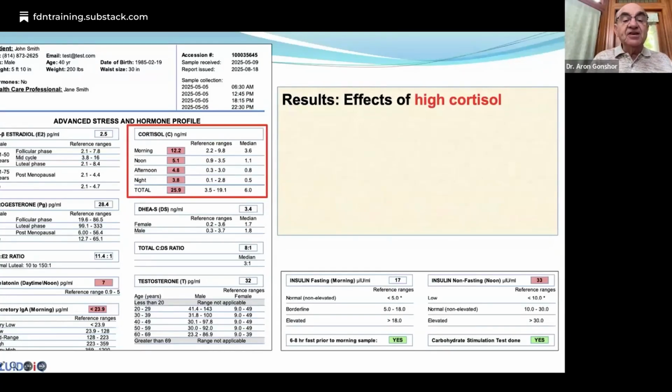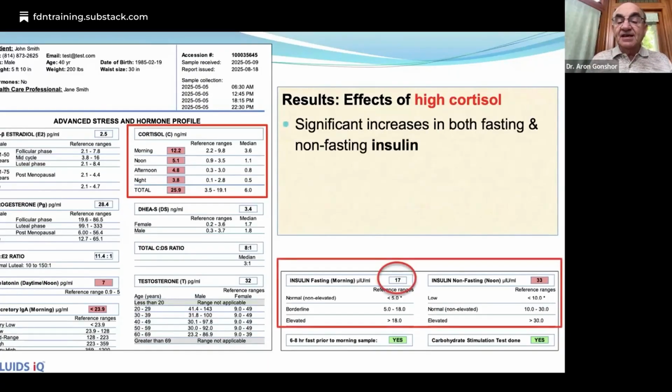And we see here the very high cortisol levels throughout the day, because we're looking at 4 cortisols. As a reminder, it's morning, noon, afternoon, and night. These are all above the reference range. And the DHEA is beginning to go up as well. And what we're seeing is significant increases in both fasting and non-fasting insulin, which you get on the report. You notice the fasting is 17. You get to elevate it from 18 and up.